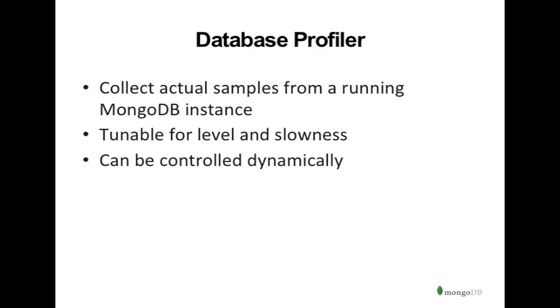Another feature that can be used to evaluate your running application is the database profiler. This is actually collecting actual samples from a running instance of MongoDB. This is tunable for the level or slowness or both. And it can be controlled dynamically, so you can switch it on to collect some telemetrics and then switch it off. And then once you have the data, you can review and then take performance tuning options.